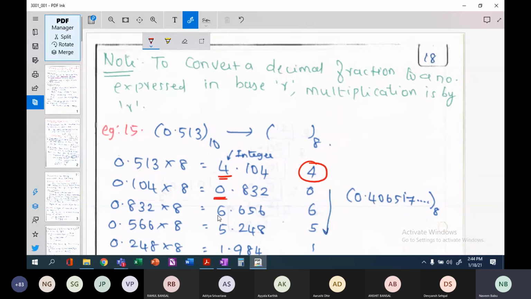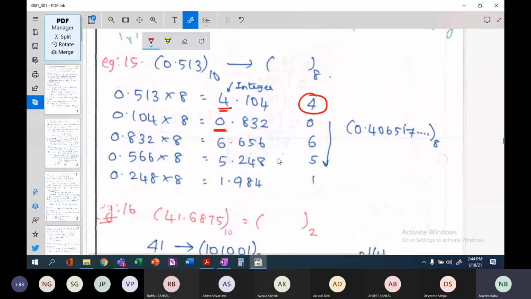So likewise, you have to keep on continuing, and there is no limit. If this multiplication keeps on going, you can also keep on going, but you have to stop somewhere. So here we have stopped. What is the equivalent of 0.513 in octal? It is 0.40651 and so on, to the base 8. You know that after the decimal point, it keeps on going, right? So that is the reason.